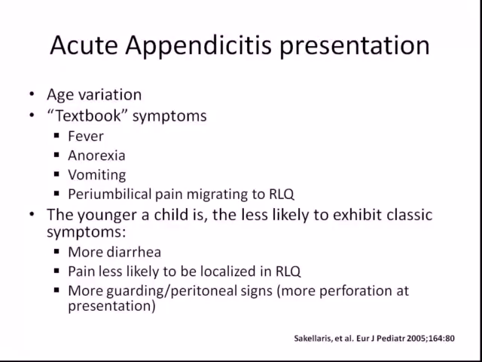How does acute appendicitis present? Well, there's age variation. The textbook presentation is that of fever, anorexia, vomiting, and periumbilical pain that migrates then to the right lower quadrant. This is the most common presentation in older children and adults, but the younger child is less likely to exhibit classic symptoms. They are more likely to have diarrhea than older children and adults are, and in younger children, pain is less likely to be localized in the right lower quadrant. Additionally, since there is more perforation at the time of presentation, more young children have guarding and other peritoneal signs at the time of diagnosis.